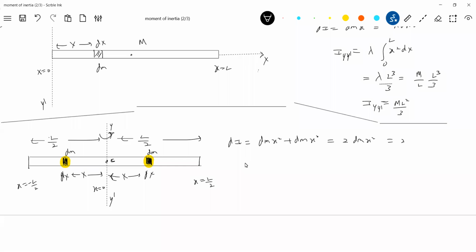So further, dm will be lambda dx, x square. So this will be 2 lambda x square dx. What should be the limit? Limit should be 0 to L by 2. The reason for that is I assumed two elements. Not 0 to L, because I assumed two elements, no? So therefore 0 to L by 2 will come. If you solve this, you will end up with this.